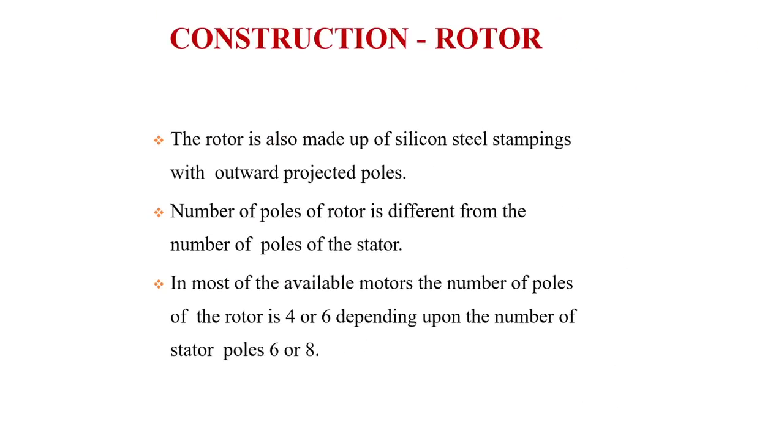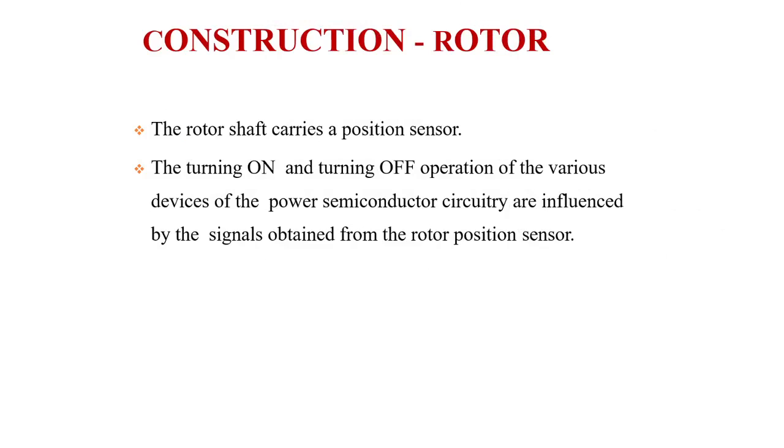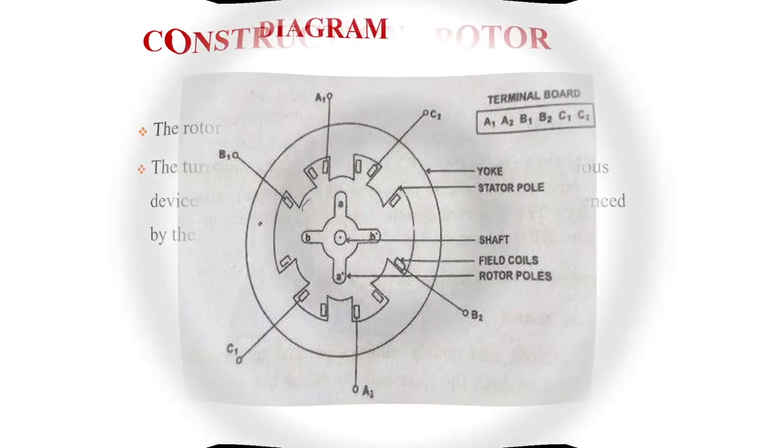When you see the rotor construction part, the second part is the rotor. The rotor is also made up of silicon steel stampings with outward projected poles. The number of poles of the rotor will be different from the number of poles of the stator. In most of the available motors, the number of poles of the rotor is 4 or 6 depending upon the number of stator poles, which can be 6 or 8. The rotor shaft carries a position sensor, and turning on and turning off operation of various devices of the power semiconductor circuitry will be influenced by the signals obtained from the rotor position sensor.